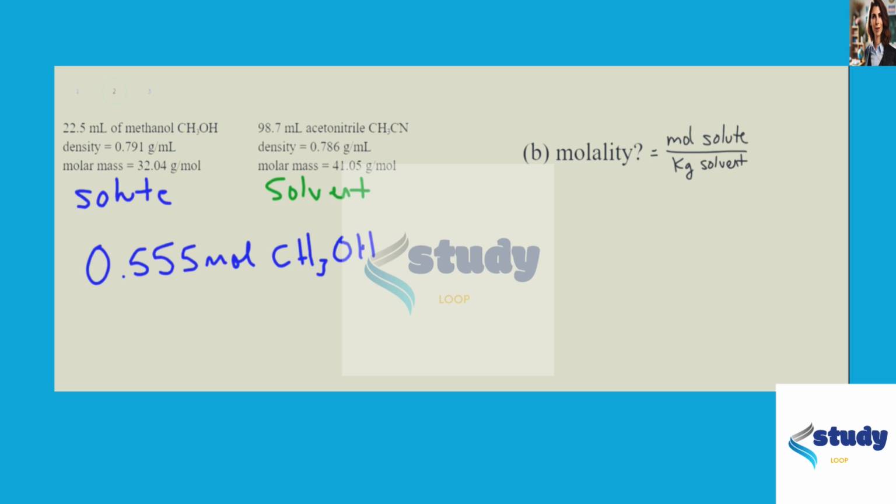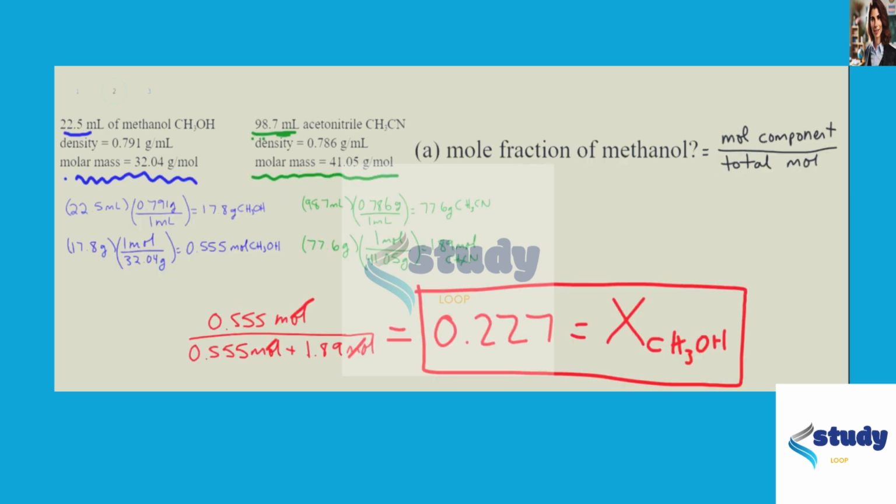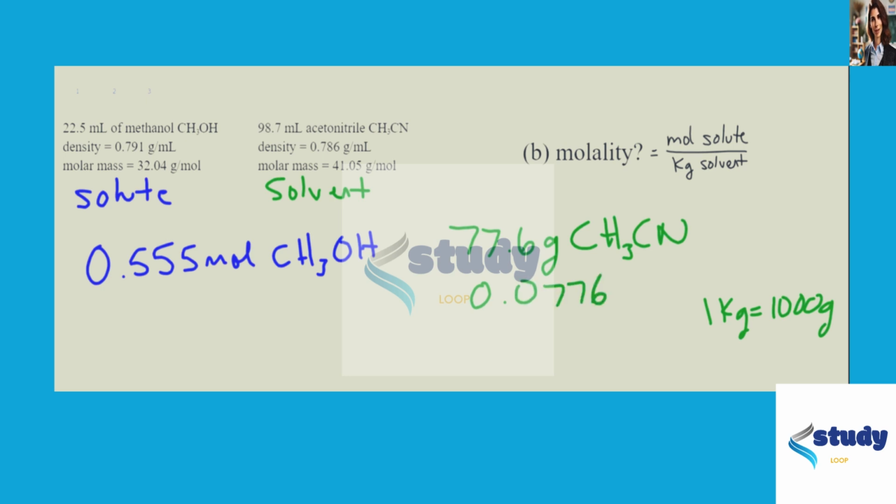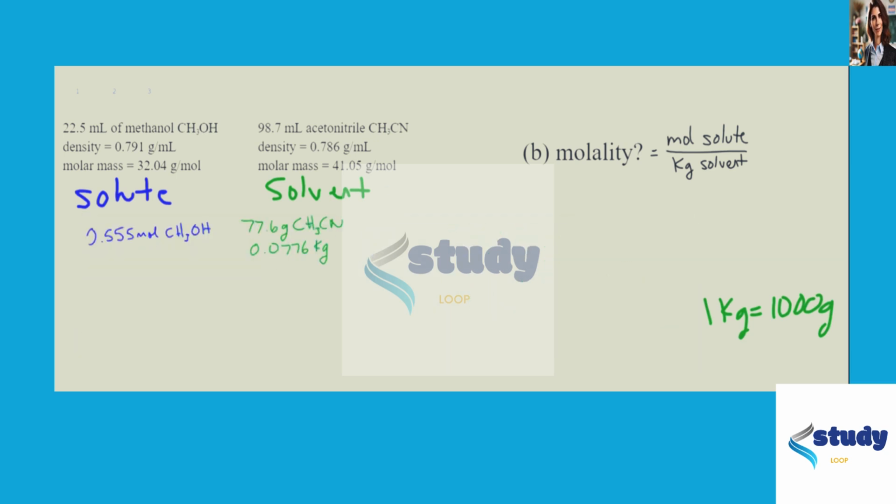For solvent, we need kilograms. In part A, we found grams of solvent. We found 77.6 grams of acetonitrile. Recall that there is, in 1 kilogram, 1,000 grams. So 77.6 grams of acetonitrile is equal to 0.0776 kilograms. Okay, this is the information we're going to use to calculate the molality.